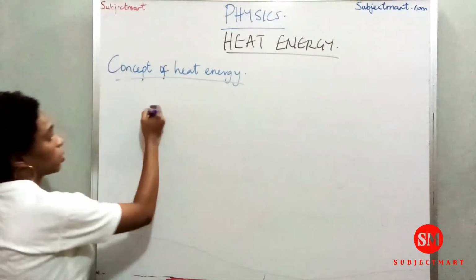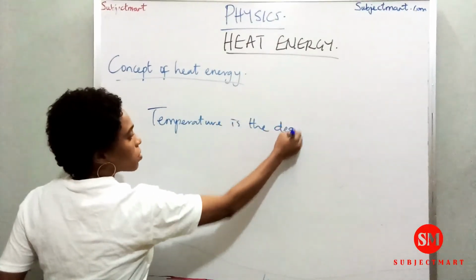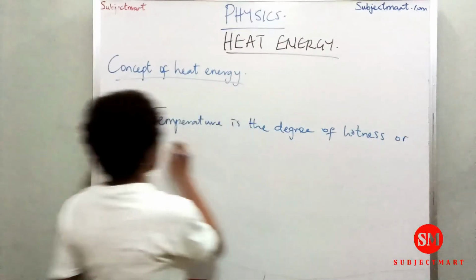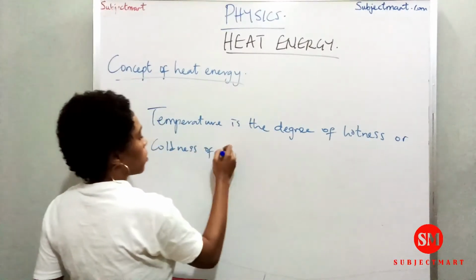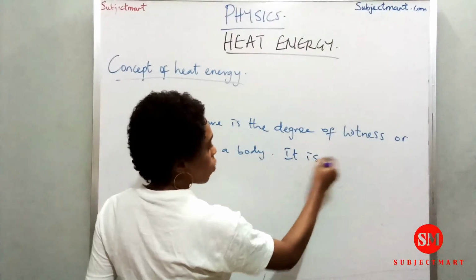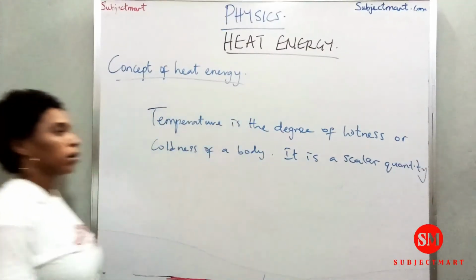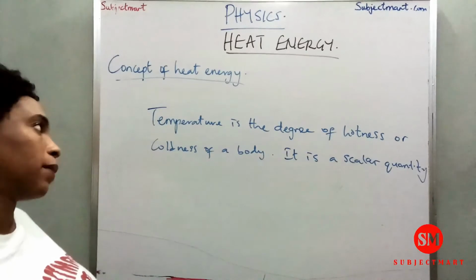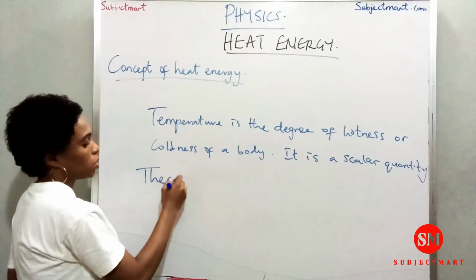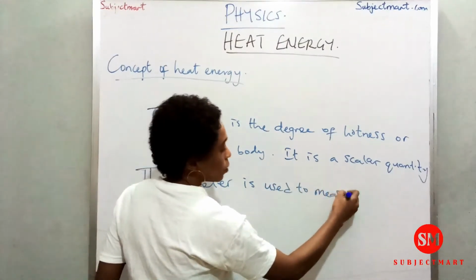So what is temperature exactly? Temperature is the degree of hotness or coldness of a body, like I cited earlier. And temperature is a scalar quantity. And the instrument used to measure temperature, what determines the temperature of a body, is called a thermometer. So a thermometer is used to measure temperature.